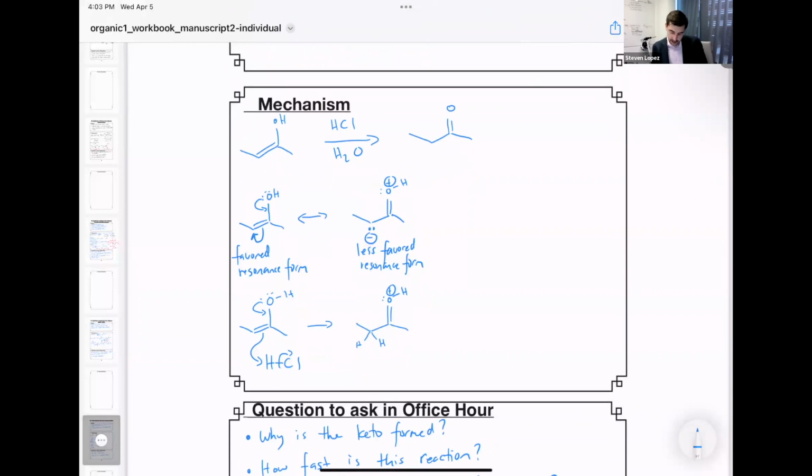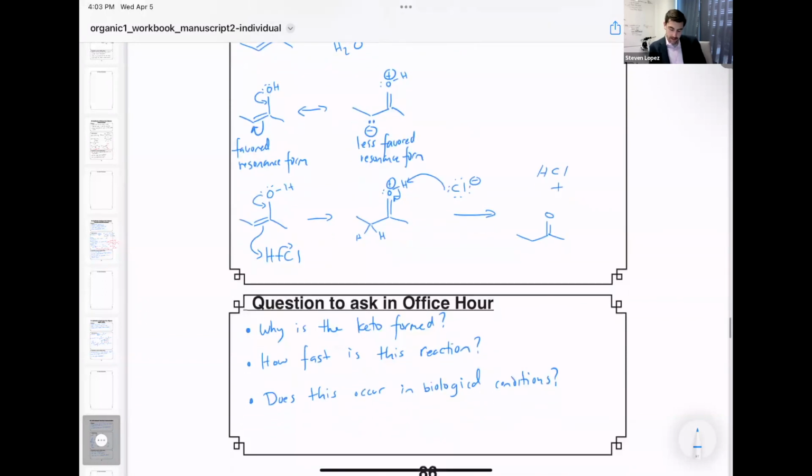The chlorine is the conjugate base, and this chlorine can deprotonate that acidic hydrogen on the carbonyl to regenerate hydrochloric acid, plus now the keto isomer. This can also be done with base, which is the subject of the next episode.